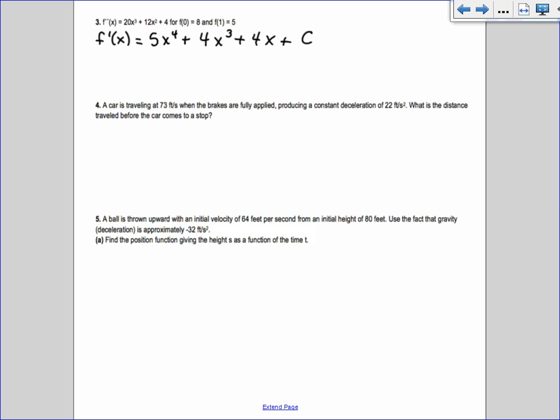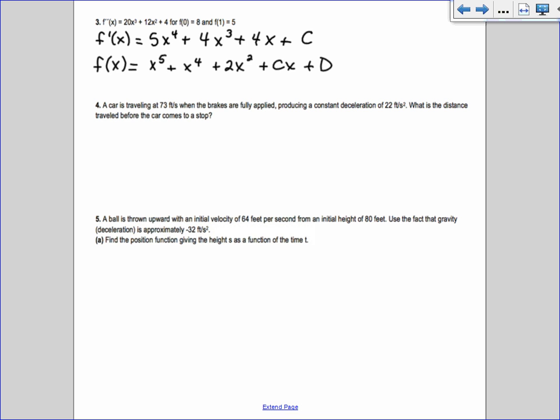Okay, but on this one, I don't have anything that has f prime. So we've done these before where I've given you f prime of 0 or something, and I've allowed you to find what c is, but we can't actually find c at this point. So now I have to do f of x. So I get x to the 5th plus x to the 4th plus 2x squared plus cx plus d.